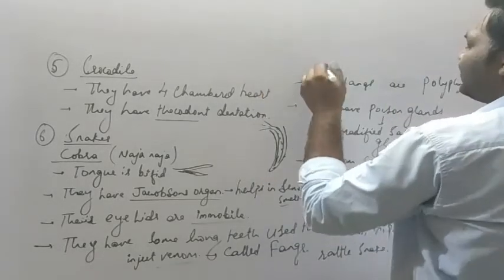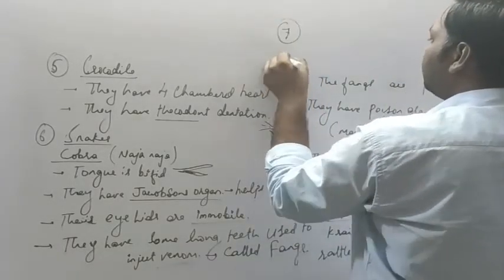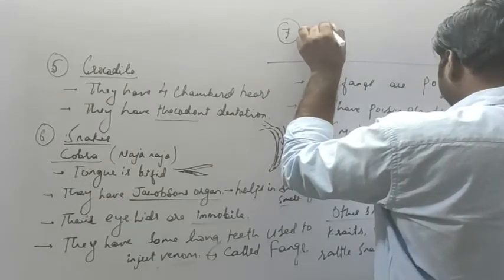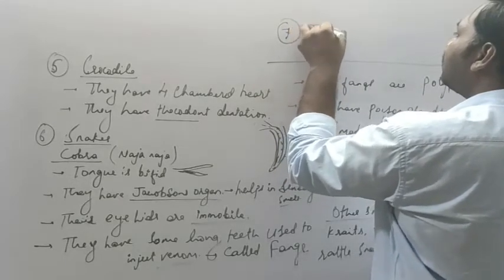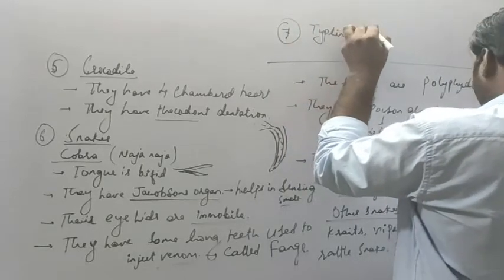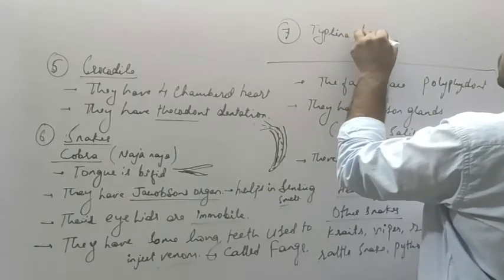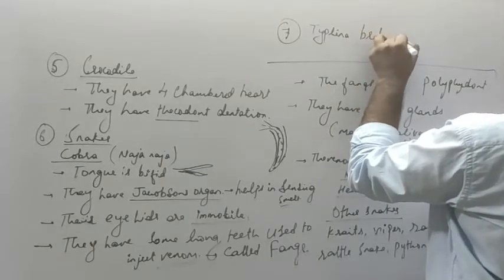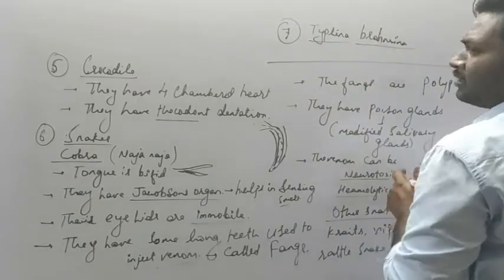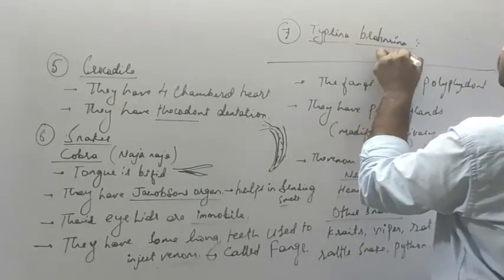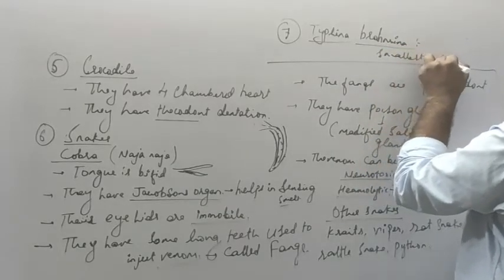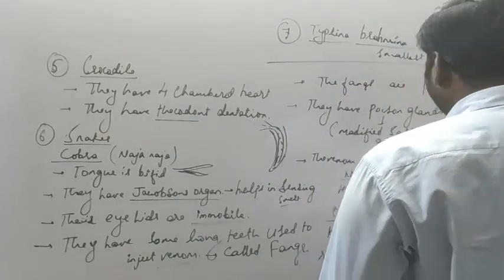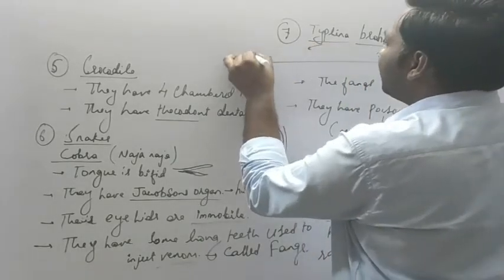And one more example is there, we will write here, that is example number 7. So these are the characters of other. The example is Typhlina brahmina. So it is the smallest Indian snake, and they show a property called parthenogenesis.